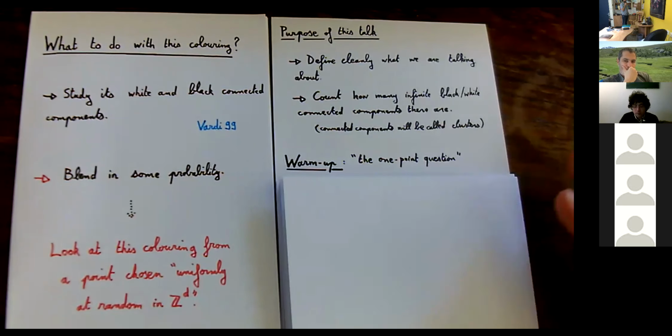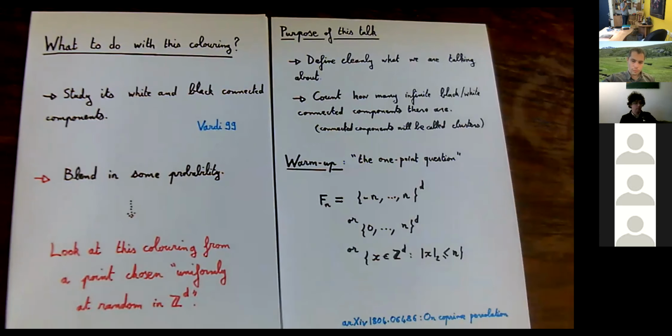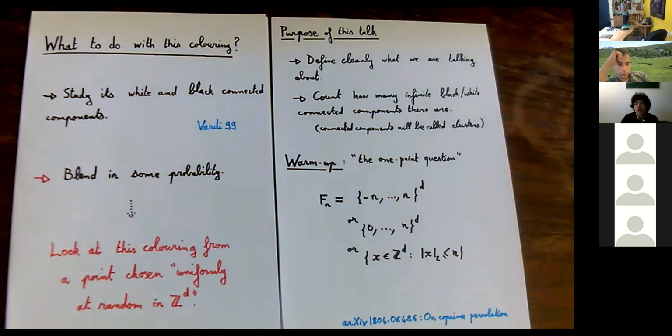So I still need to make sense of uniformly at random in Z^d. And to do so, I choose some exhaustion of Z^d. So not necessarily an exhaustion actually, but larger and larger sets. F_n is one of these boxes. It can be the square box centered at the origin. It can be a square box, but with the origin in one corner. It can be the integer points in the Euclidean ball. It can be actually many other shapes.